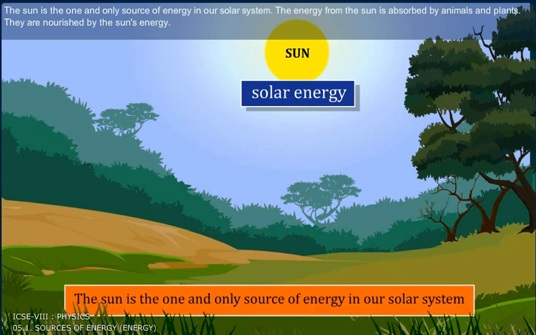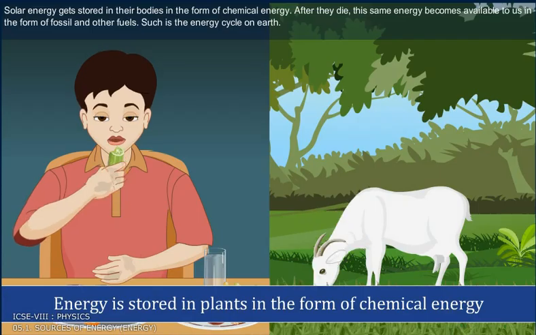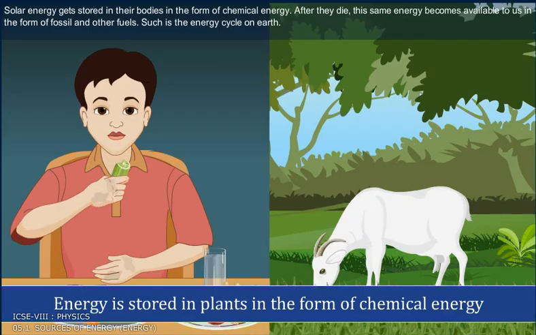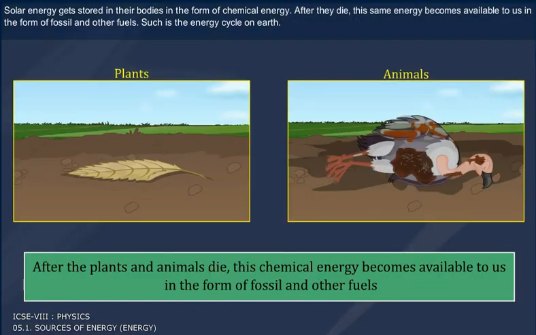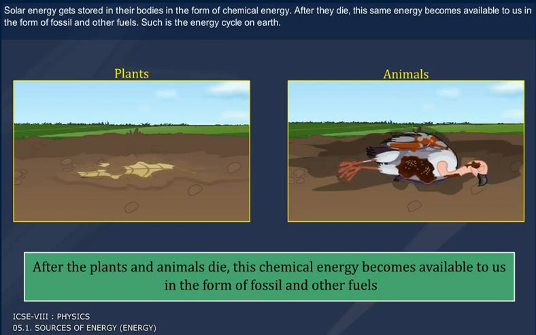The sun is the one and only source of energy in our solar system. The energy from the sun is absorbed by animals and plants. They are nourished by the sun's energy. Solar energy gets stored in their bodies in the form of chemical energy. After they die, this same energy becomes available to us in the form of fossil and other fuels. Such is the energy cycle on Earth.